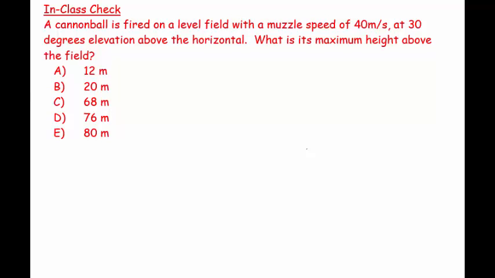Welcome. So this is a projectile motion problem, and a cannonball has been fired on level ground. So let's draw this. A cannonball has been fired on level ground. It's been fired at a muzzle speed of 40 meters per second, at 30 degrees above the horizontal. So that's 30 degrees.